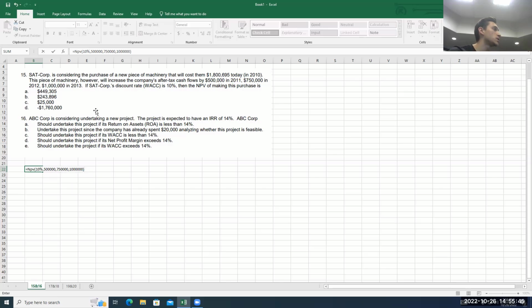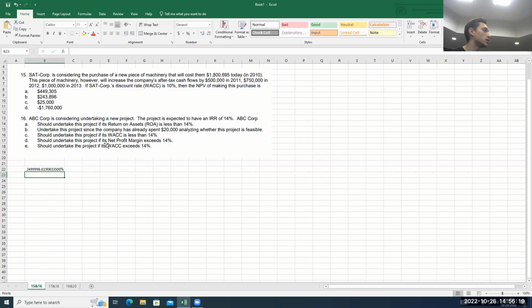And we're going to close the parentheses, and we're going to include now this $1,800,000 that we paid for the machinery. That's a cash outflow. That's how much we paid for the machine to basically obtain it. So we're going to include that by subtracting $1,800,695. And this is basically our NPV formula. This is everything that we have to put in it, everything that we were given. We were given the cash flows, how much we paid for it, and our discount rate.